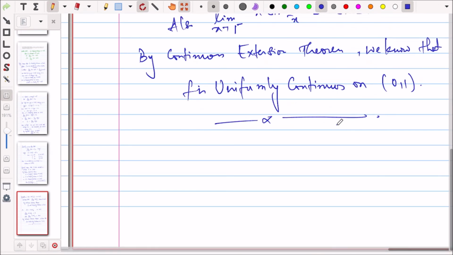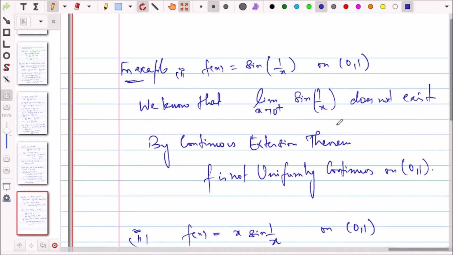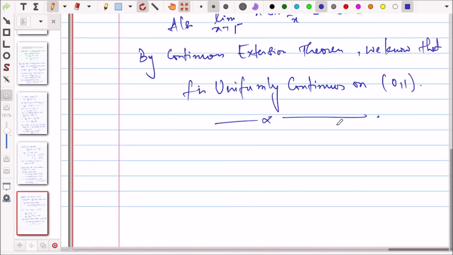So we can see how easily we are able to talk about the uniform continuity of functions using continuous extension theorem. So this much is there in this video.